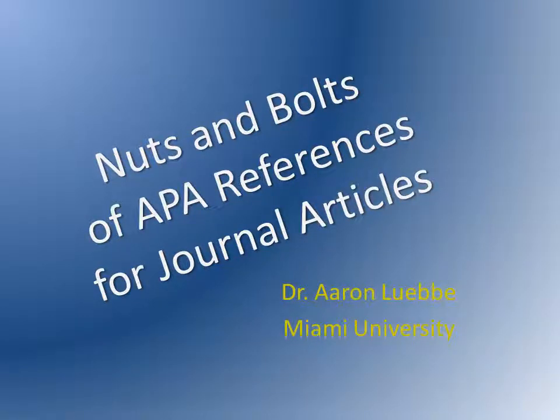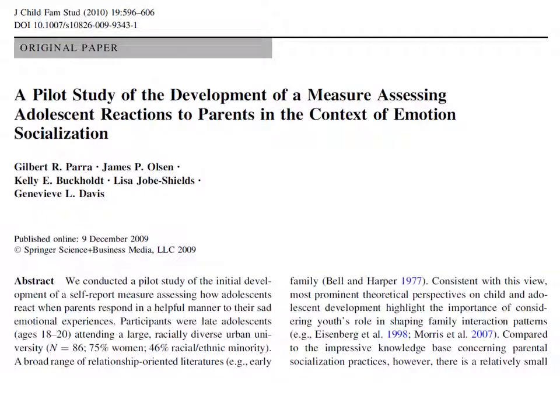Welcome to the nuts and bolts of APA references for journal articles. In this tutorial, what I hope to show you is how to take an actual journal article that you might find online or from the shelf at the library and use the components of that journal article to cite it correctly in APA style. We hope that this information is helpful as you're writing research papers and other activities for your classes. All right, let's go ahead and get started.